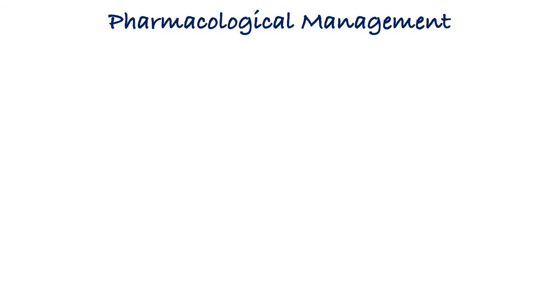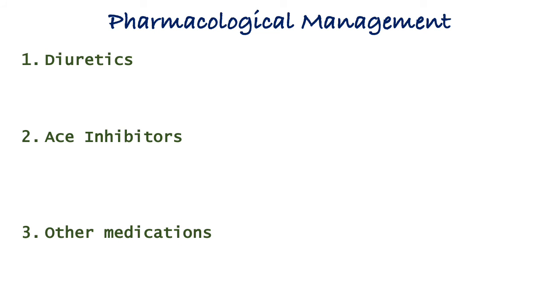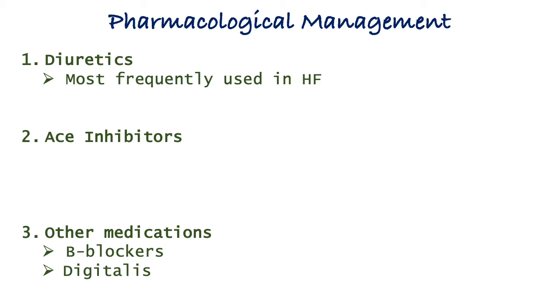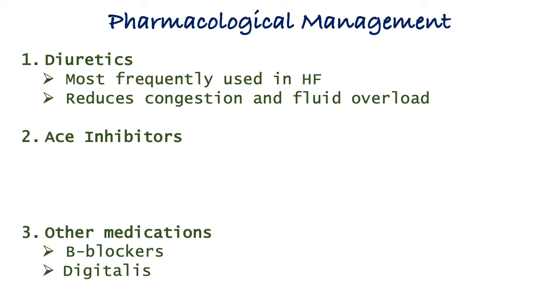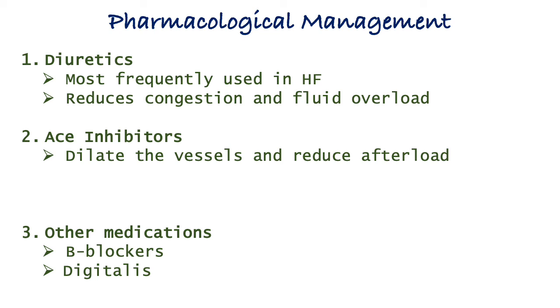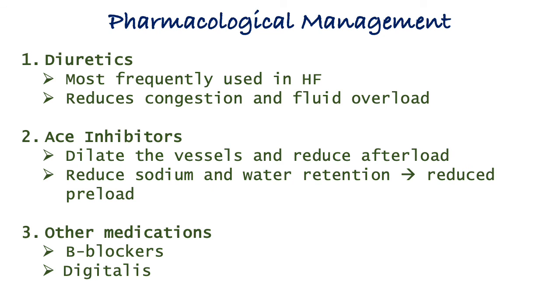The pharmacological management of heart failure depends on the type of dysfunction and the severity of the symptoms. However, the most used medications in the treatment of heart failure include diuretics, ACE inhibitors, and other medications such as beta blockers and digitalis. Diuretics are most frequently used in heart failure because they reduce congestion and fluid overload. ACE inhibitors dilate the blood vessels and reduce afterload. They also reduce sodium and water retention and thus reduce the preload.